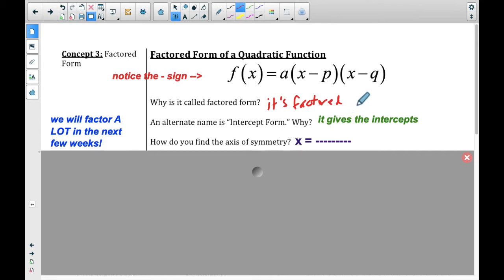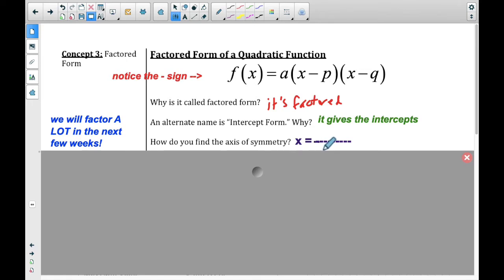And so that's why we're going to work in the next couple of weeks on factoring a lot, because that's what helps us to find intercepts. Factoring is a huge part of algebra. Now, each form that we learn has different benefits and gives different things easily, and different rules for things like how to find the axis of symmetry.